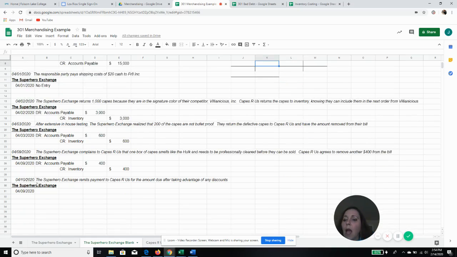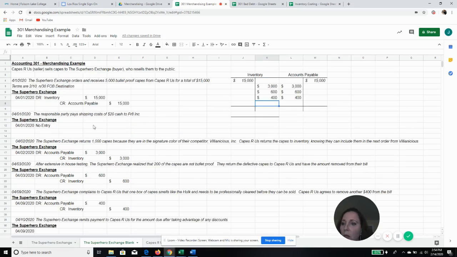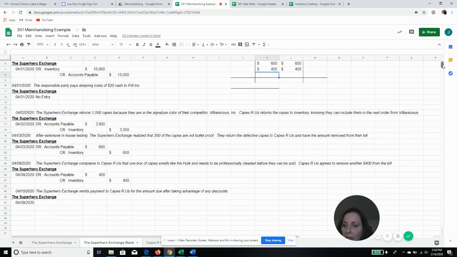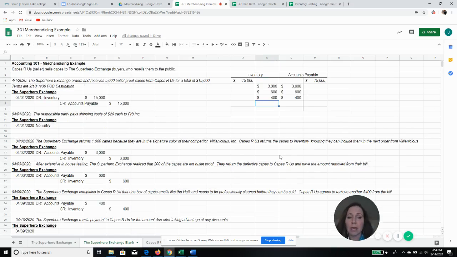Finally, on April 10th, Superhero Exchange remits payment, that means sends in payment, to Capes R Us for the amount due after taking advantage of any discounts. Let's see what our discount situation is. We have terms of 2/10 net 30. So if we are paying within 10 days, we get a 2% discount. And in fact, since we're paying on the 9th or on the 10th, we are going to get a 2% discount.